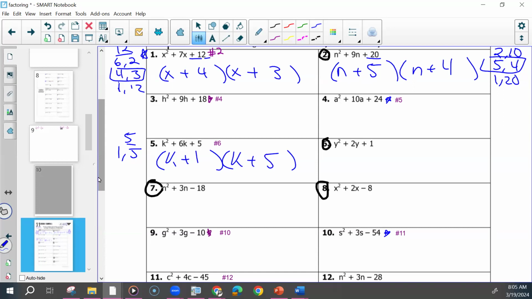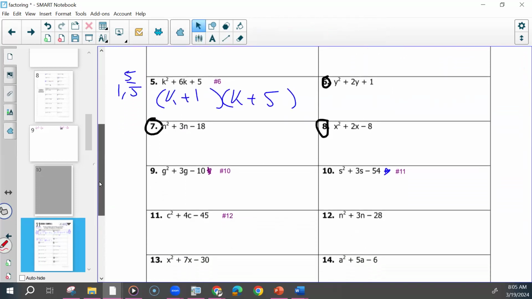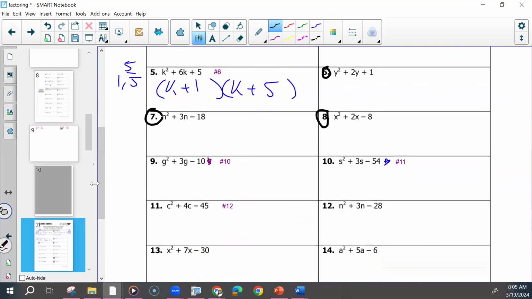So all of those examples were a plus and a plus. Now we're going to do some examples where there are negatives or minuses somewhere in there. So let's try 7. The process is the same. Ignore the negative for a second. Think about your factors of 18. What times what would give us 18? 9 times 2, 6 and 3, 1 and 18.